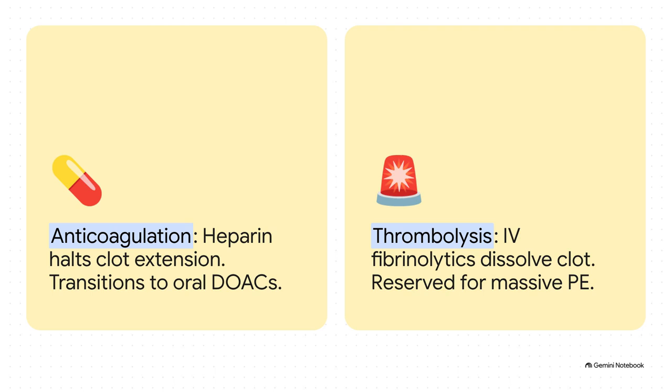On the other side, we have emergency thrombolysis, using IV fibrinolytics like alteplase. This is the nuclear option. It actually dissolves the clot, but it comes with major bleeding risks. So it is strictly reserved for massive PE scenarios where the patient is suffering from sustained hypotension and cardiogenic shock.